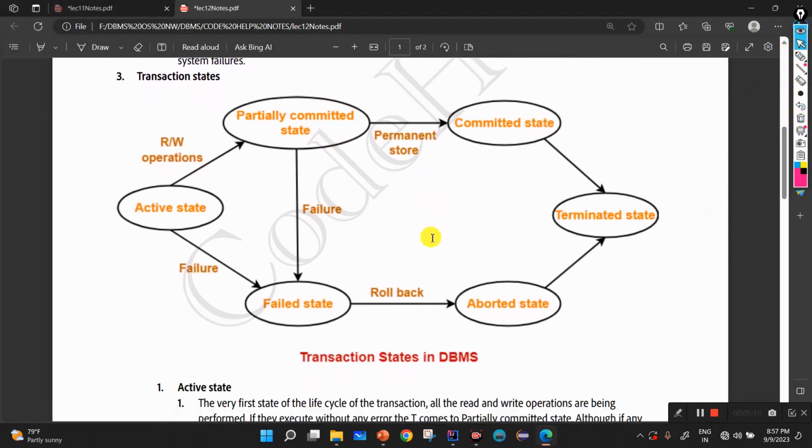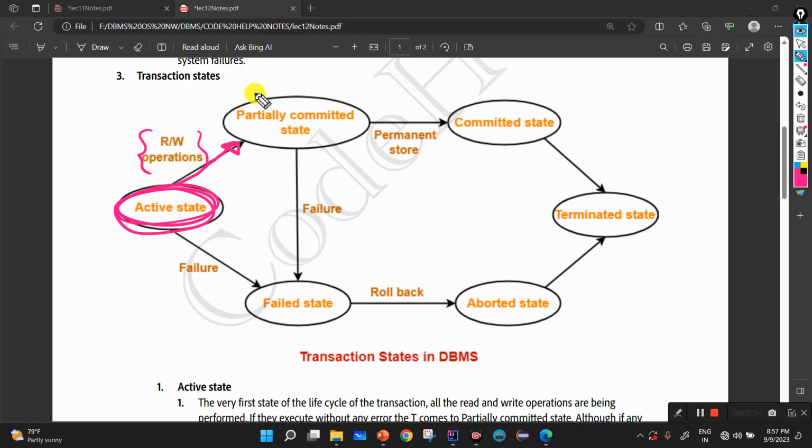Now, transaction states, or the life cycle we can say. First state is the active state. Now let's suppose you have performed some operation, a read or write operation. The next state that comes in a transaction is the partially committed state. Now your transaction is partially committed. Now there may exist a failure, or it may go to permanent storage.